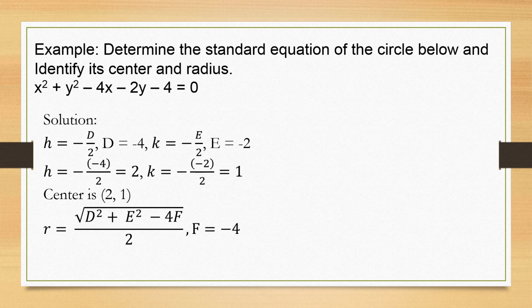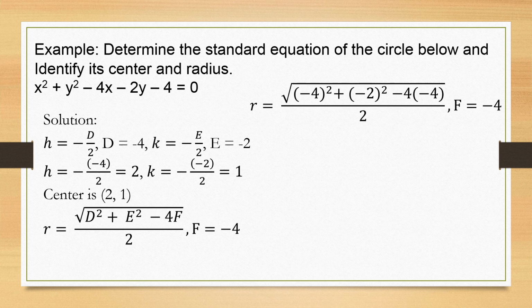Then for the radius of the circle, we use the formula, the square root of d squared plus e squared minus 4f over 2, where in the equation our value of f is negative 4 as the constant term. So now we replace those variables d, e, f by the given quantities. r is equal to the square root of negative 4 to the power of 2, plus negative 2 to the power of 2, minus 4 times negative 4 as our value of f.